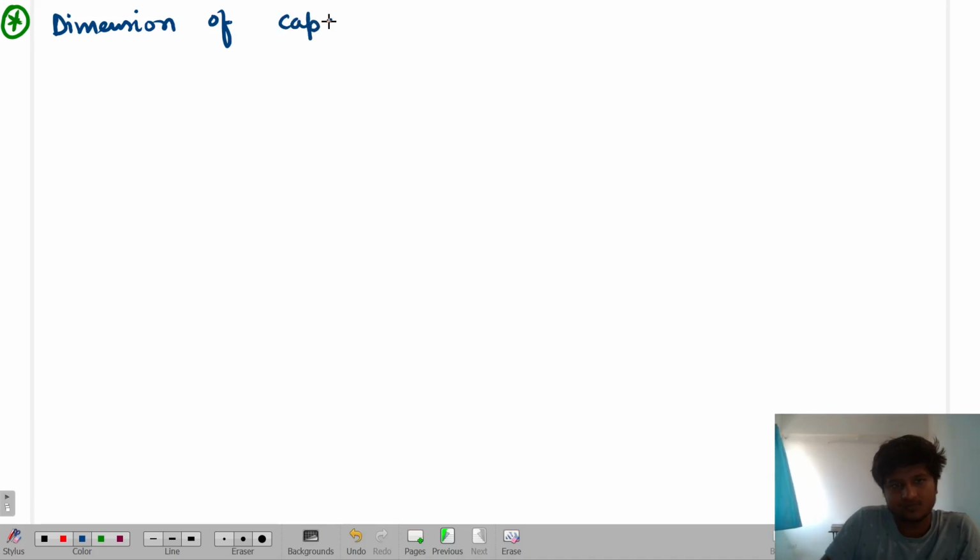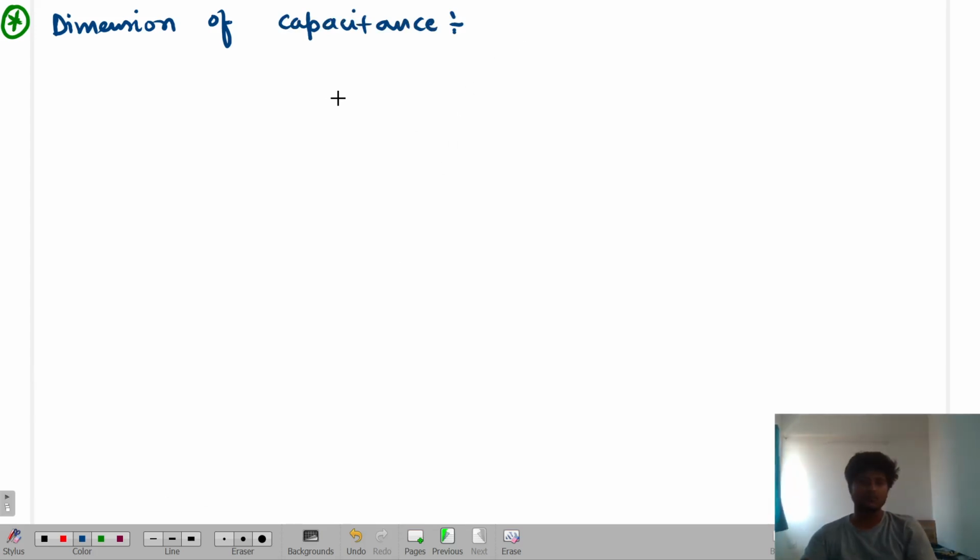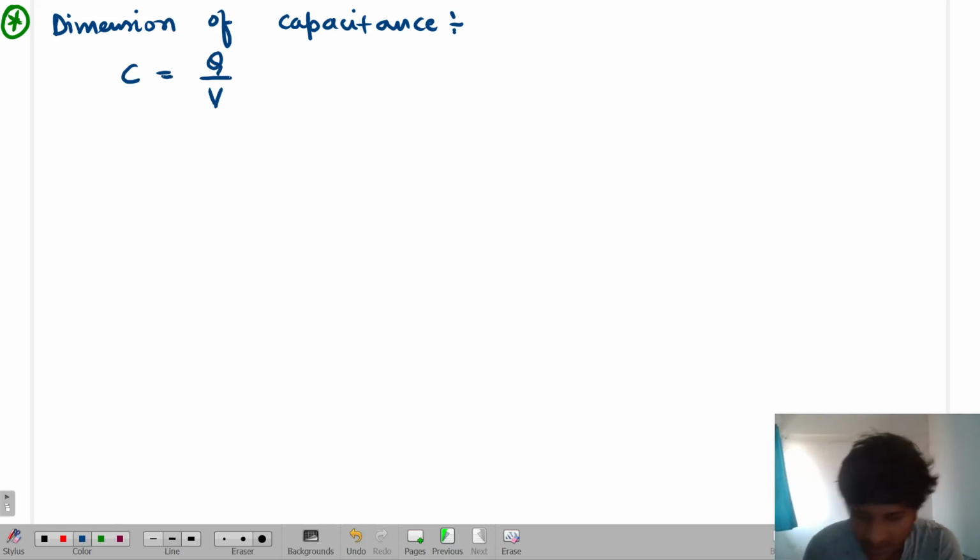Okay, tell me what will be that? Think and tell. C is equal to Q by V, that's the formula, right? I'm asking the dimensional formula. That means you have to write in terms of M, L, T, ampere and all. Think what will be that?